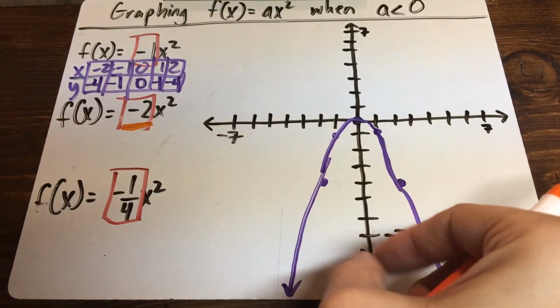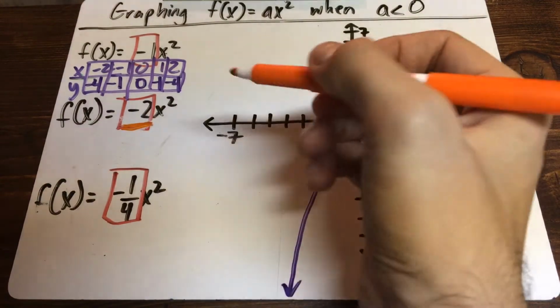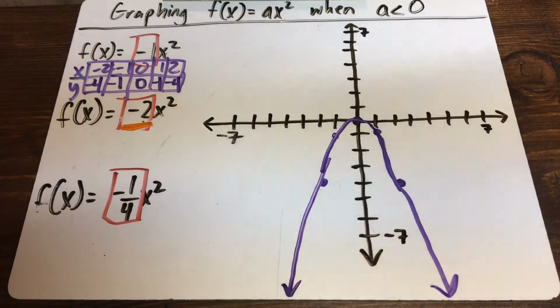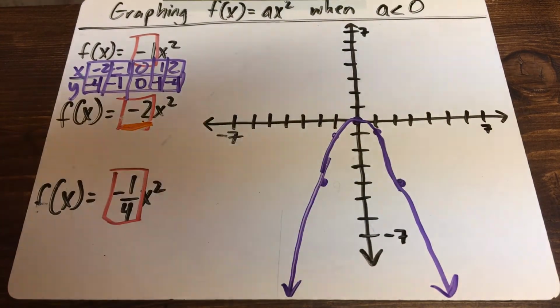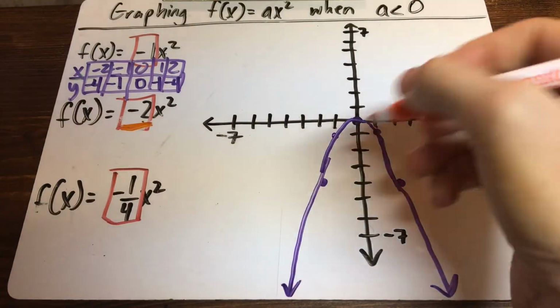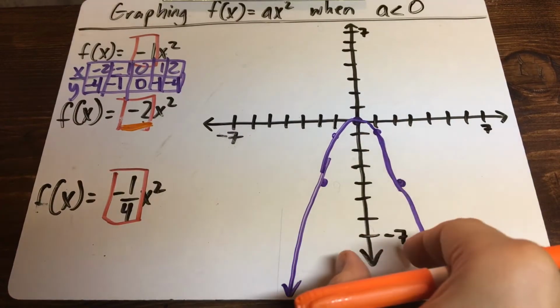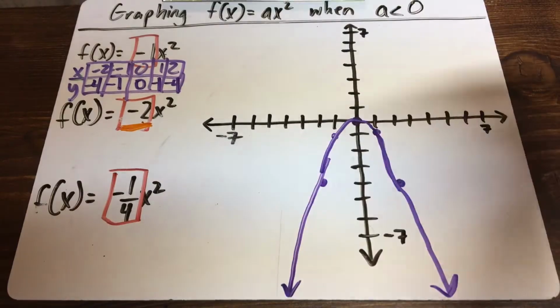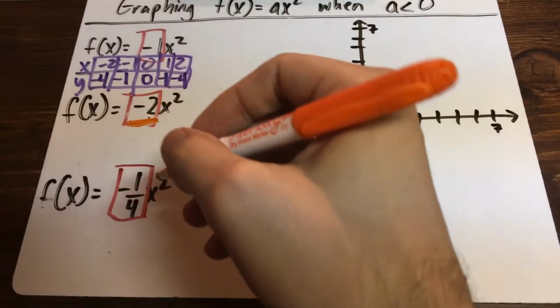So it's still going to open down, but this should be tighter together, right? Because we have stretched out this number and made it greater or further away from 0, right? -2. On the positive versions, +2 would have been twice as narrow. So this should also be twice as narrow, but it's going to be opening down instead of opening up.